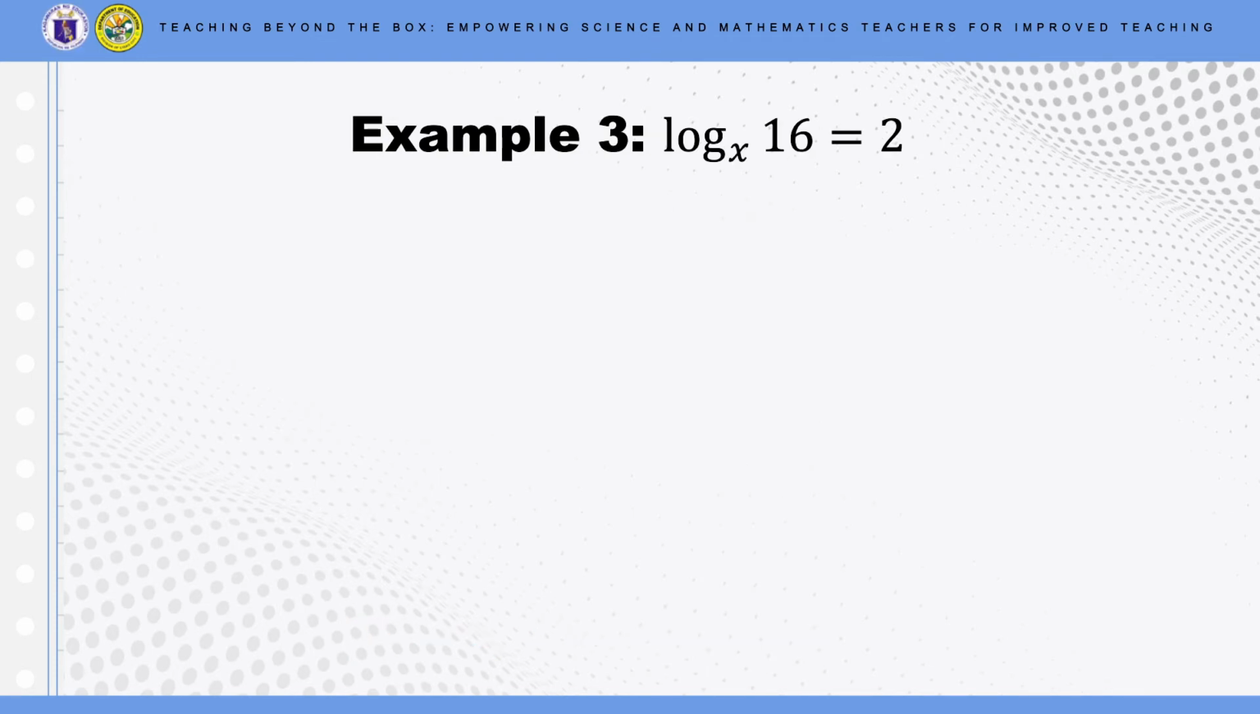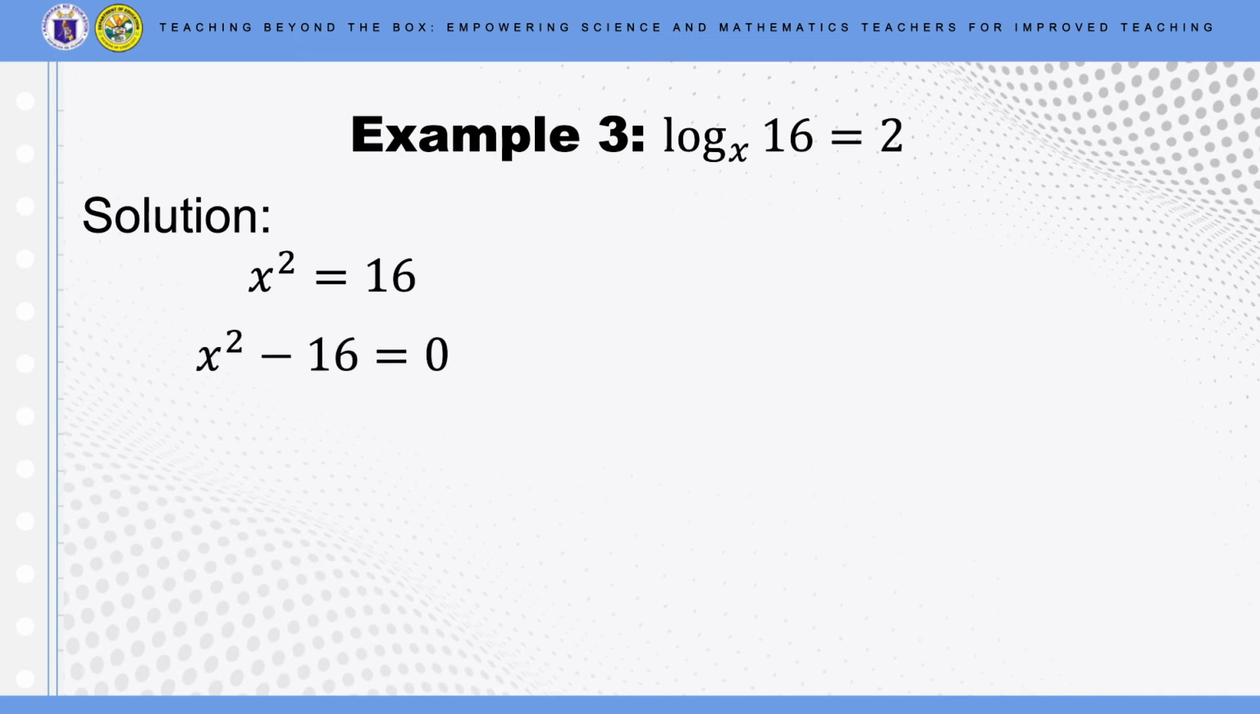Example number 3. The logarithm of 16 base x equals 2. Solution: transform the logarithm to exponential form. So we have x squared equals 16. By adding negative 16 to both sides of the equation, we have x squared minus 16 equals 0. Factor x squared minus 16. So we have the quantity x plus 4 times the quantity x minus 4 equals 0.